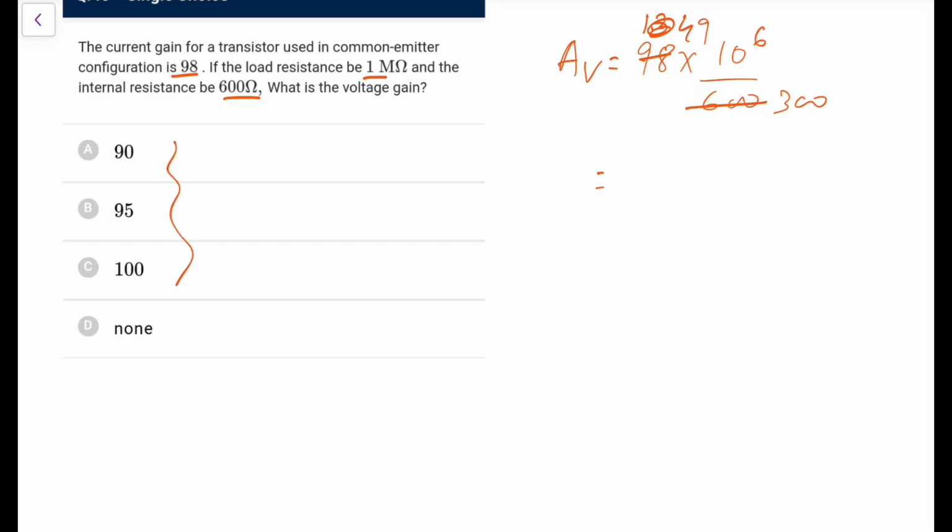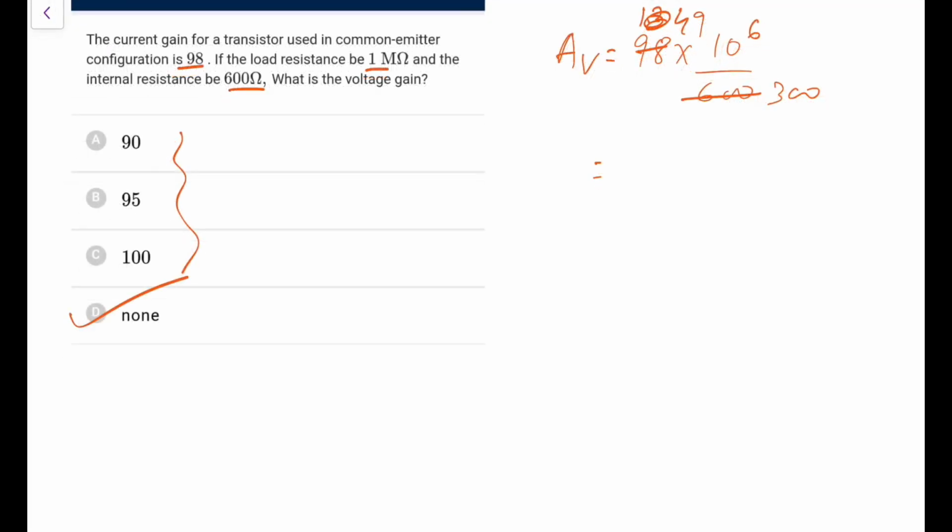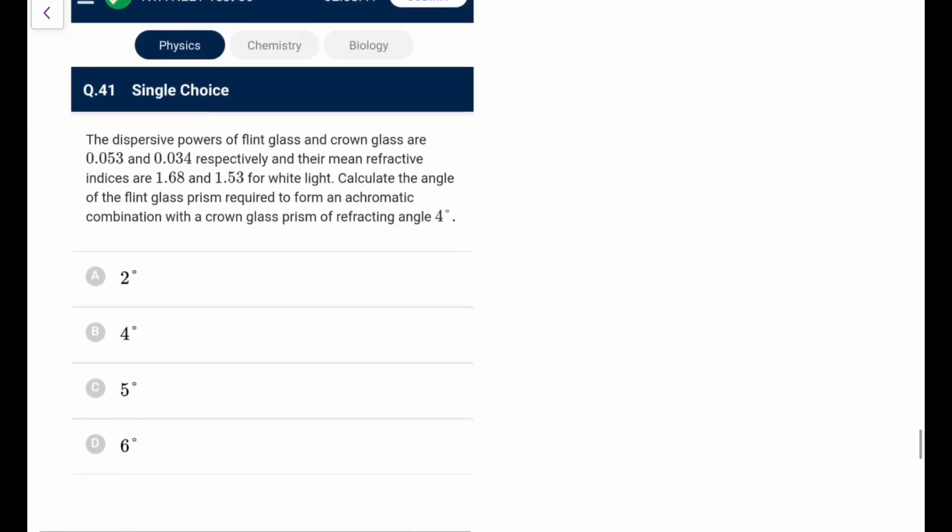Nowhere is this figure going to come. It is huge. I don't know how much the gain is, but I'm expecting the voltage gain to be huge, so it's not going to be any one of them. If the load resistance is 1 ohm and the internal resistance is 600 ohm, what is the voltage gain? For me, the voltage gain is definitely very large as per the options. The solution they have given also, I don't see. So I agree with the answer, but not the way the NTA has solved it. Okay, so go ahead.